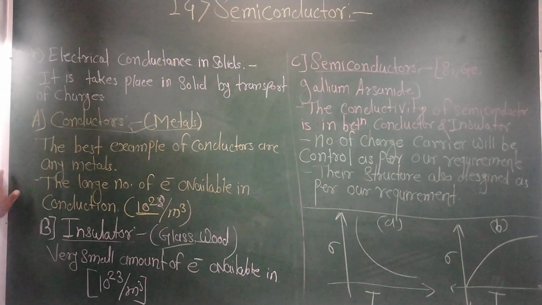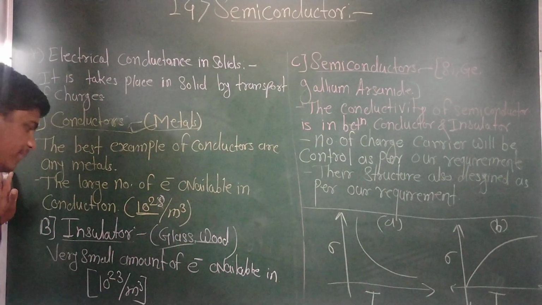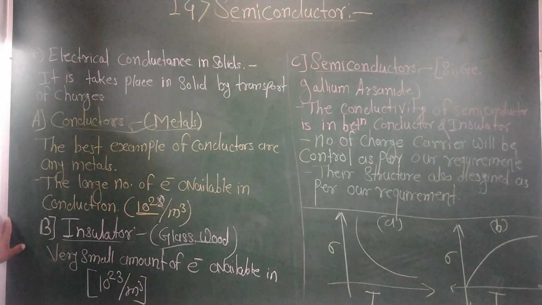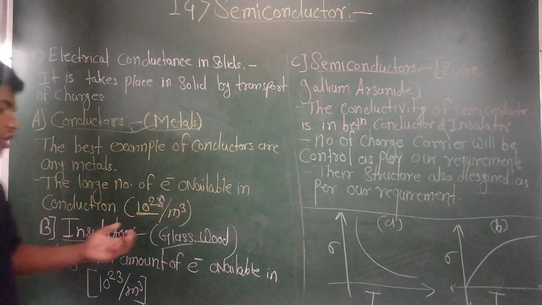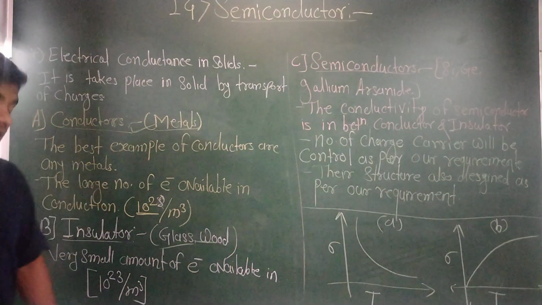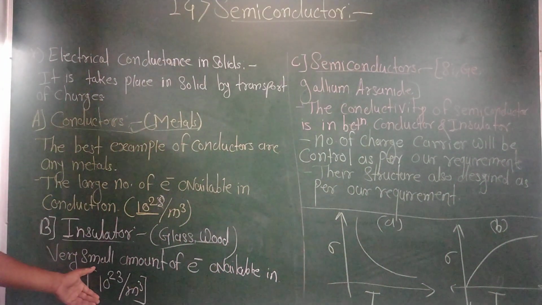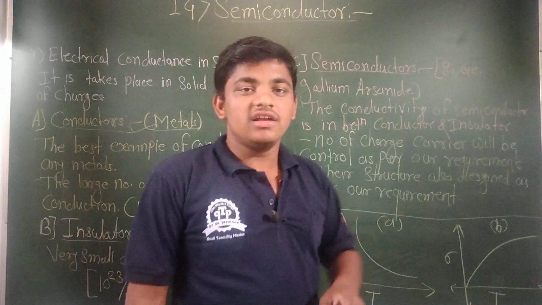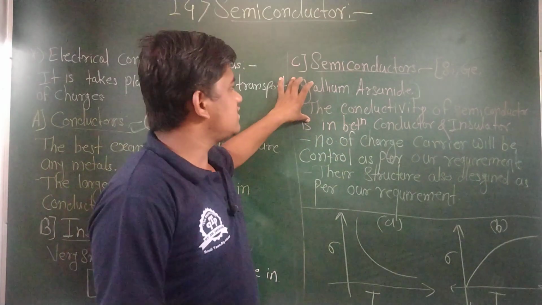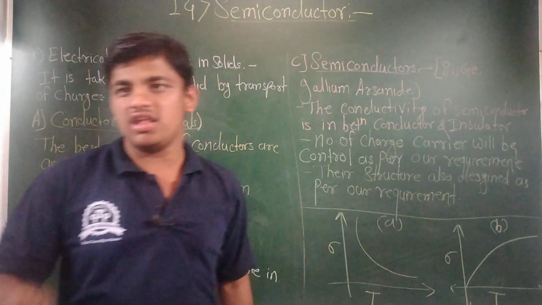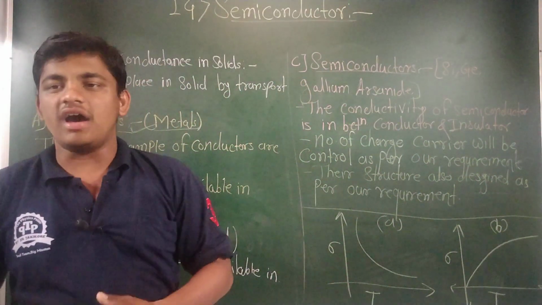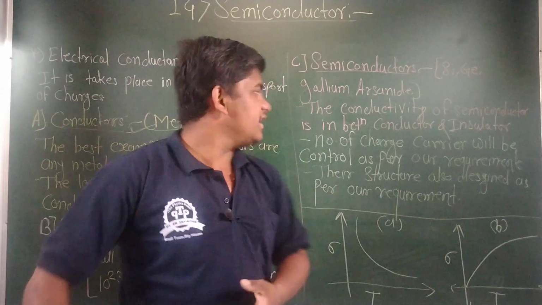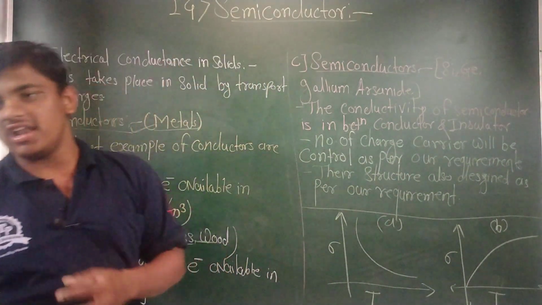Then insulators: glass and wood are common examples of good insulators. A very small number of electrons are available in the conduction band, about 10^23 per cubic meter. And the last and important thing we discuss here is the semiconductor: silicon, germanium, gallium arsenide and gallium nitride.